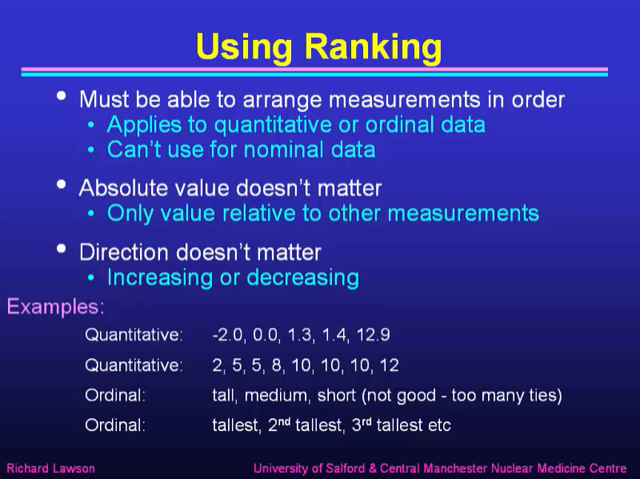Ordinal data like tallest, second tallest, third tallest, etc. is good because we have them arranged in order, but we don't actually need to know the absolute size as long as we can put them in order, and there shouldn't be too many ties.